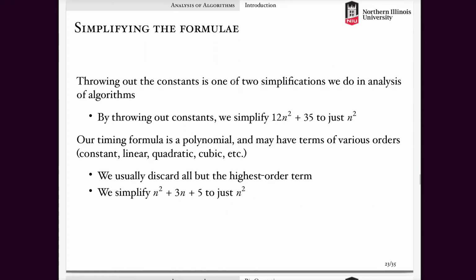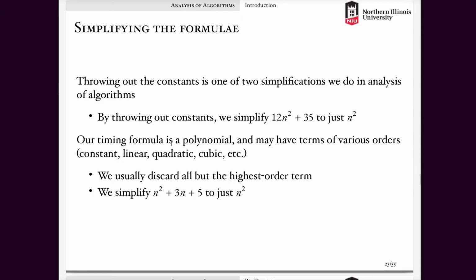All right. So how do we take advantage of all that to simplify the formulas here? All right, so what are we going to do? If you've got a 12n squared plus 35 formula in here, throw away the 35, throw away the 12. They won't really matter that much. N squared is the dominant force in this formula as n approaches infinity, overwhelmingly so, right?